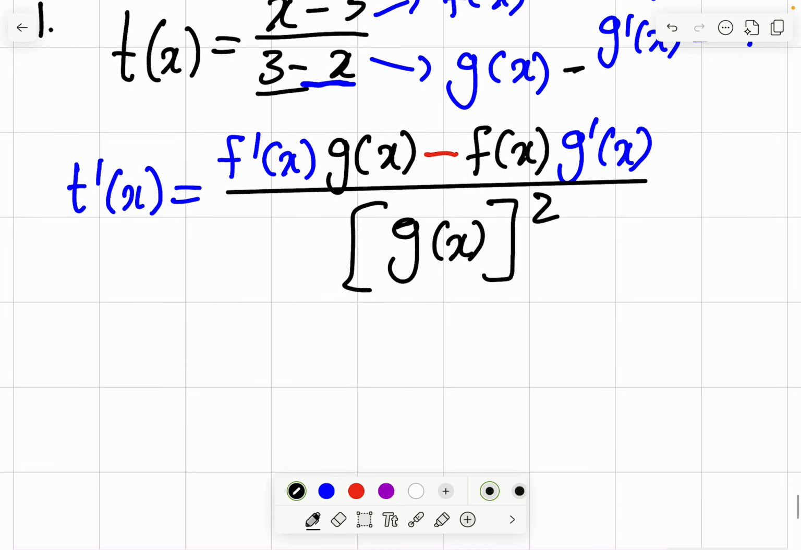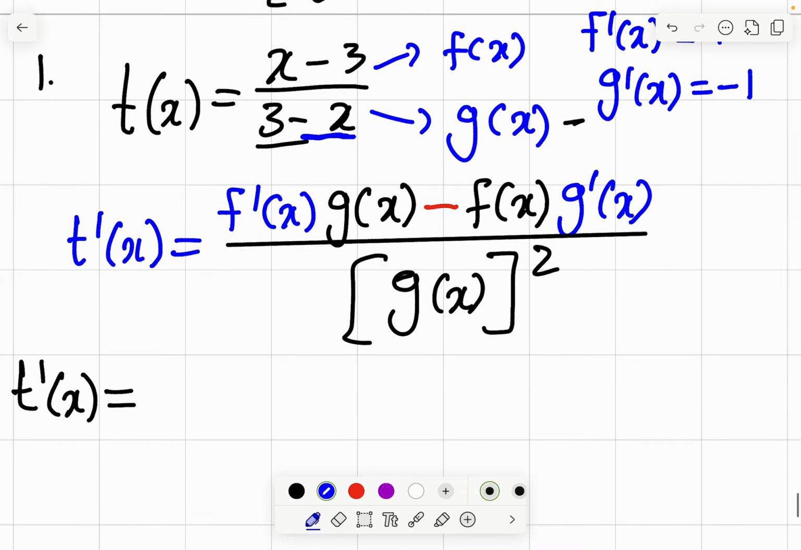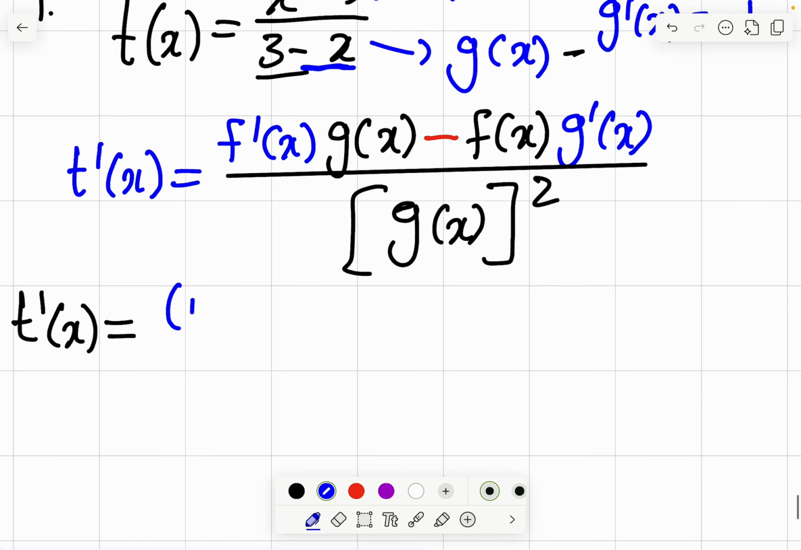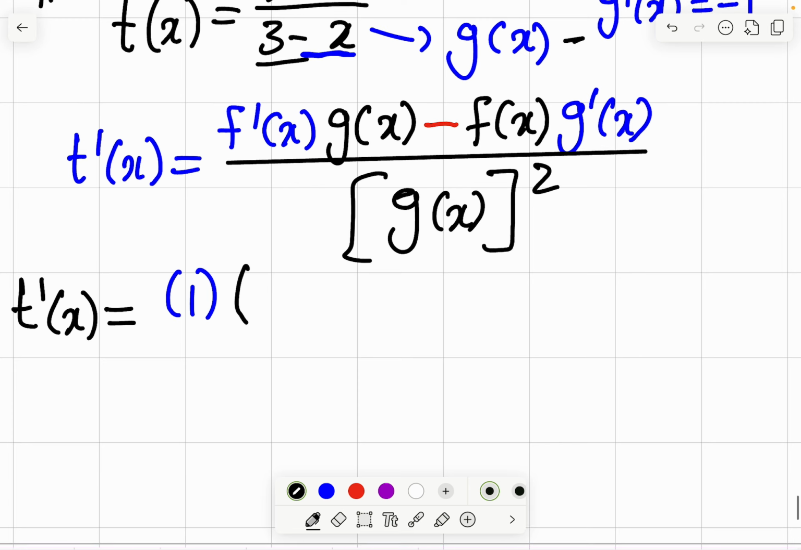So let's substitute our answers there. Our t prime of x, let me write t prime of x. Don't forget that thing. So our f prime of x is what? Is 1. I'm going to substitute my 1. Therefore, I keep my g of x, which is what? 3 minus x. There I say minus.